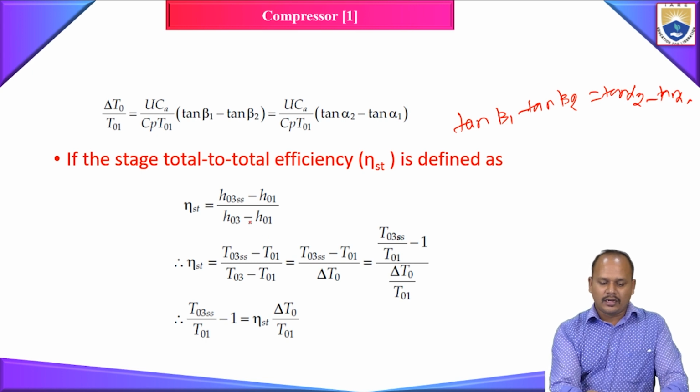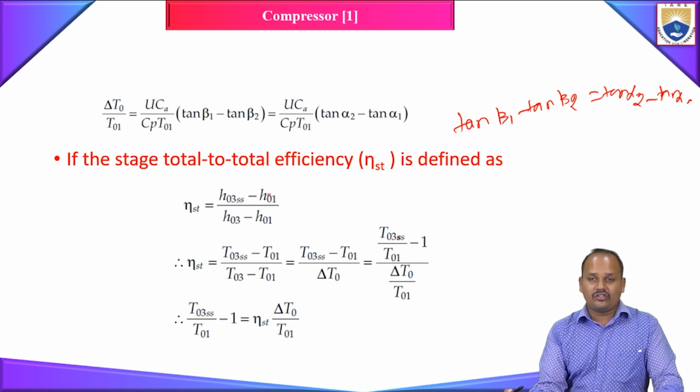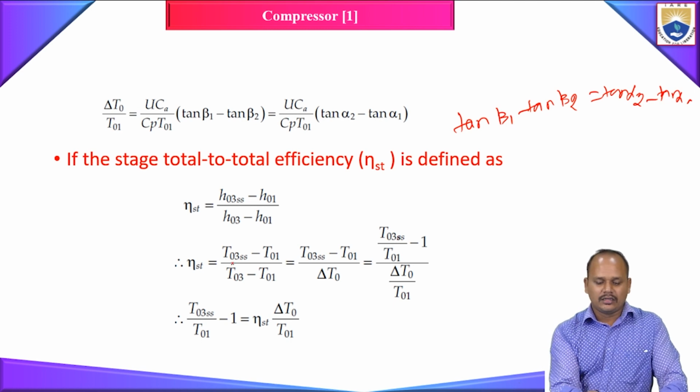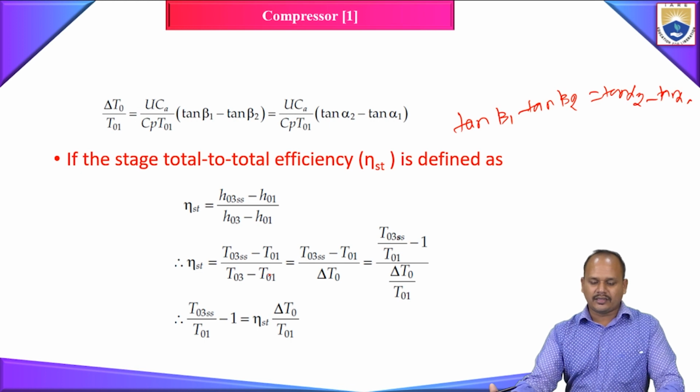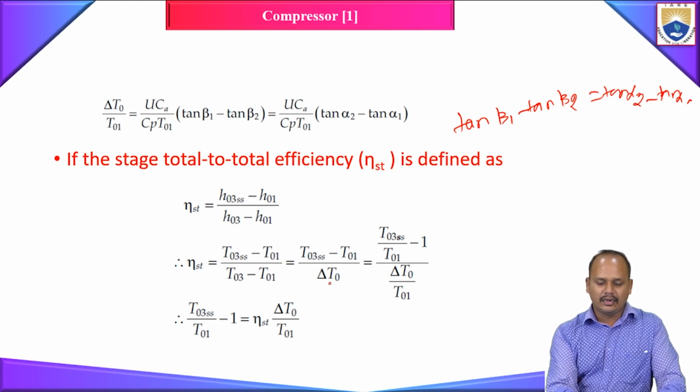Now I can write this equation as h naught is equal to Cp into T naught. So everything will cancel out, and you'll have T03s minus T01 divided by T03 minus T01. This T03 minus T01 is the change in the total temperature across a stage, which I can write as delta T naught. In this, if I take T01 as common and bring it to the denominator, you will have T03s by T01 minus 1 divided by delta T naught by T01.